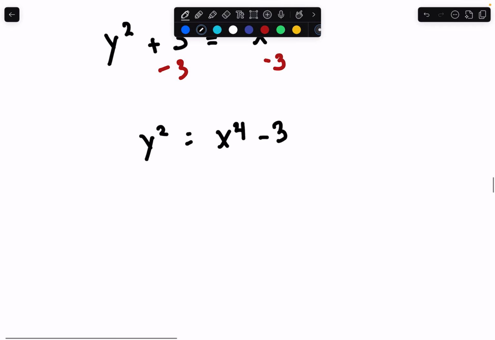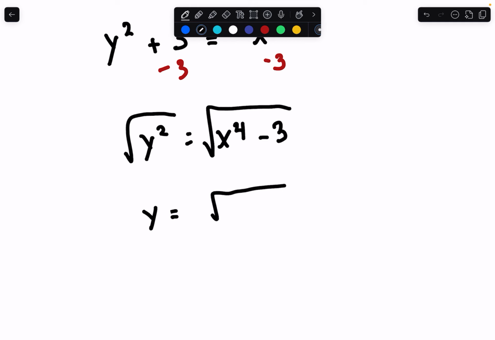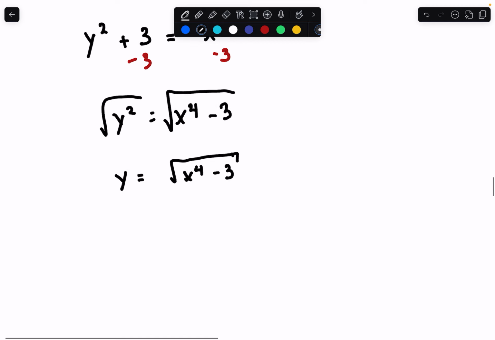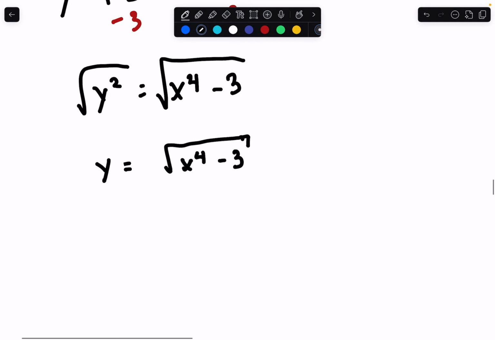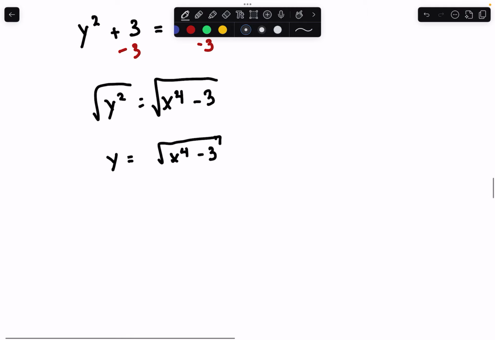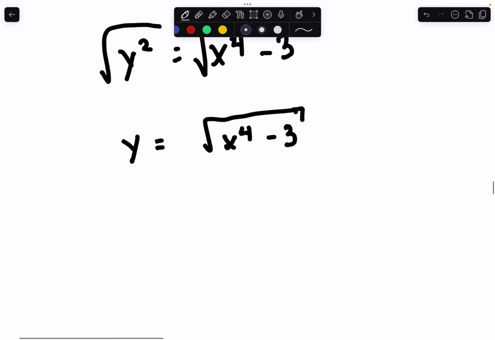Now from here, it's pretty easy to isolate for y. All we do is take the square root of both sides. So we end up with our final answer of y is equal to the square root of x to the 4 minus 3, which is a function that we can try to graph or put in some points. It's easier to work with than y squared plus 3 is x to the 4. So that's how we do that, and that's a couple questions that we just worked through.